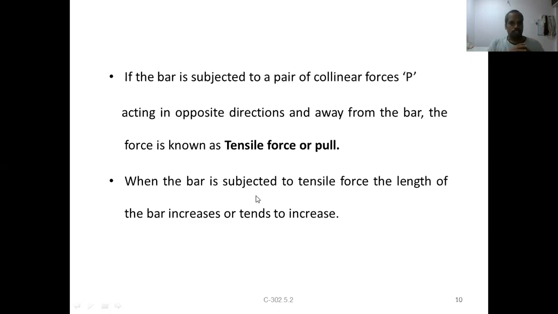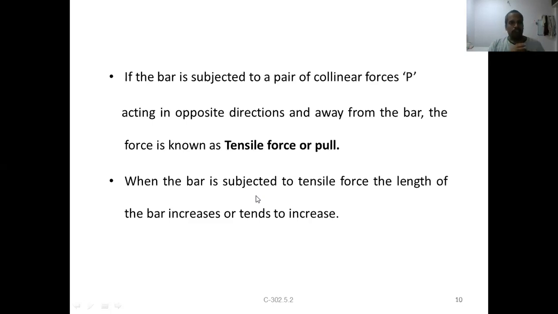Tends to increase. It doesn't mean that if you apply tensile load, it will always deform. You may or may not be able to see the deformation. That depends on the amount of load on that particular member, that is, the quantity or magnitude of the load. When the bar is subjected to tensile force, the length of the bar increases or tends to increase, meaning it is trying to increase the length of the member. That much deformation may or may not be there.